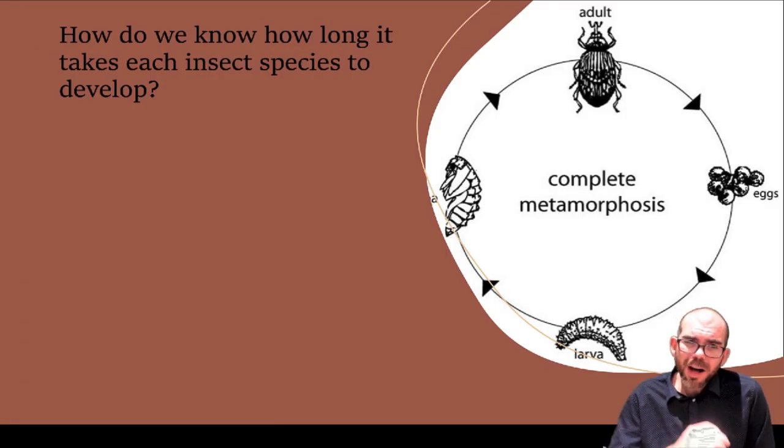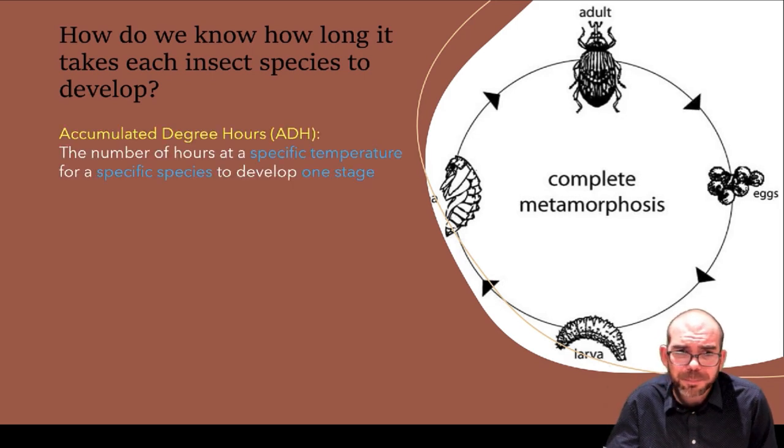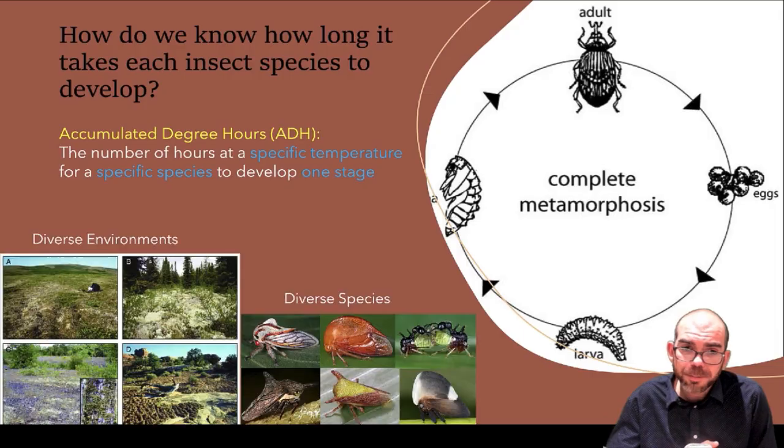So how do we know how long it takes for each insect species to develop? I've been giving you pretty accurate numbers. It's good to know how we got them. We figured this out by determining something called accumulated degree hours, or ADH. It's the number of hours at a specific temperature for a specific species to develop one stage. So for example, the time it takes to go from eggs to larva.